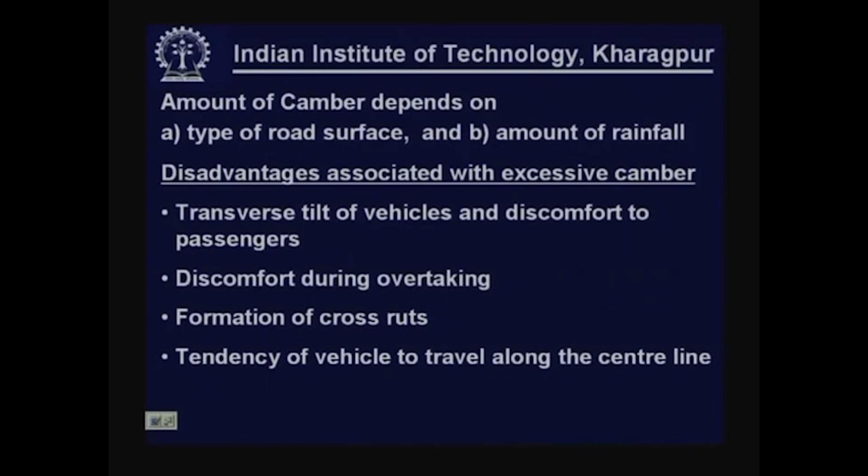What are the disadvantages associated with excessive camber? Transverse tilt of vehicle because of the camber, and this will cause discomfort to passengers. It will also cause discomfort during overtaking, because vehicle has to go to the other lane in most of the cases, particularly for 2-lane road with 2-way traffic. Formation of cross ruts where there is heavy rain, and also the tendency of vehicle to travel along the central line, which is called the center-seeking tendency of vehicle, which is not acceptable from safety point of view.